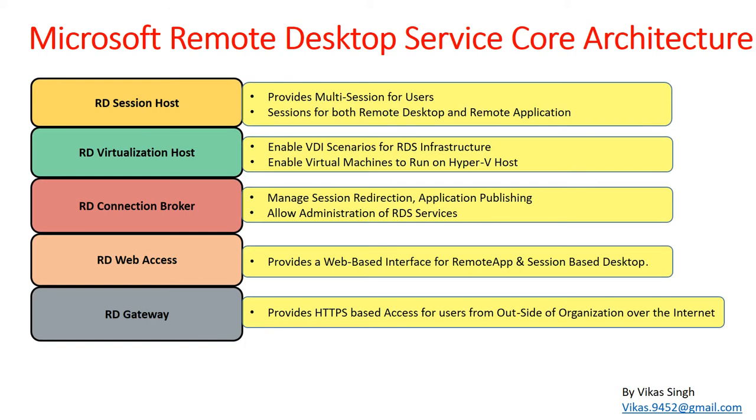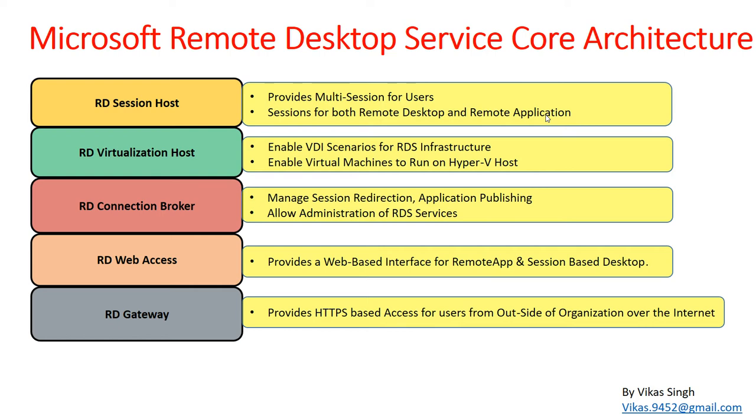Here is the Microsoft Remote Desktop Services core architecture. There are basically 5 types of server roles which you can install when you are configuring Microsoft RDS. The first role is the RDS Session Host. This is the role where users can log into the same server, and that server is going to host multiple sessions, for both remote desktop applications and remote desktop sessions. This role is going to hold multiple sessions coming from RDS users, depending on how many sessions you allow on one server.